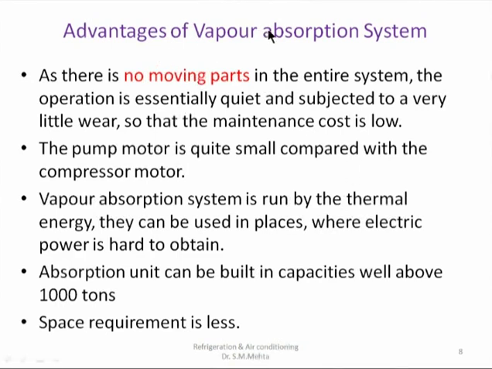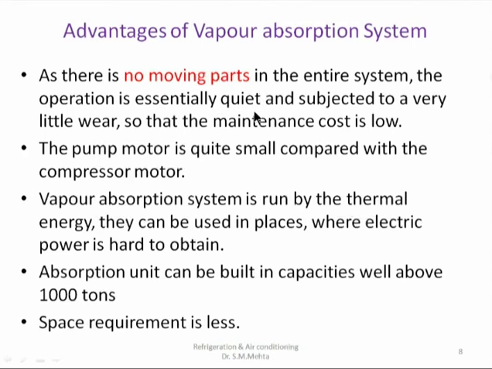So, the advantage of the vapor absorption refrigeration system: there is no moving part, as the compressor of the vapor compression refrigeration system is replaced here. The only moving part in the vapor compression refrigeration system was the compressor, and that is replaced here by the pump and generator, we can say. So in the vapor absorption system, there is no moving part in the entire system.